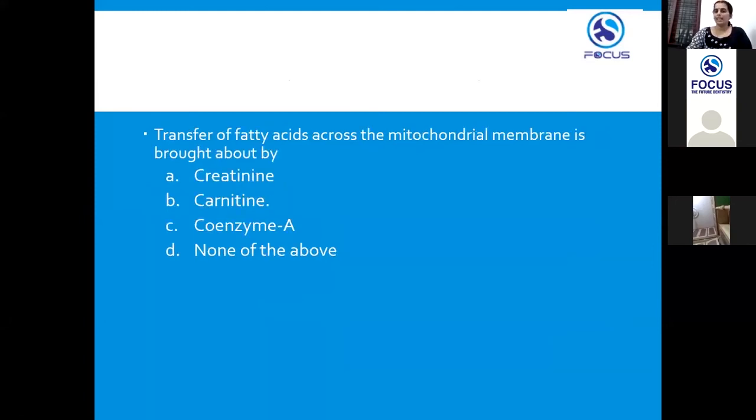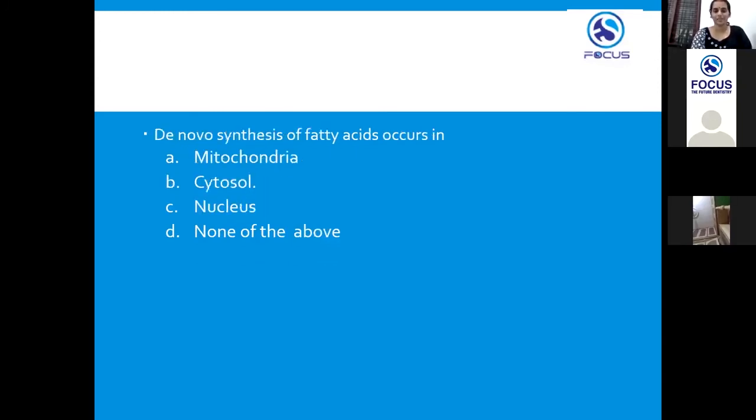Transfer of fatty acid across the mitochondrial membrane is brought about by, yes, it is carnitine. Don't confuse between creatinine and carnitine. De novo synthesis of fatty acid occurs in: de novo synthesis means just the fatty acid synthesis proper. It occurs in the cytoplasm, while the beta oxidation proper occurs in mitochondria.